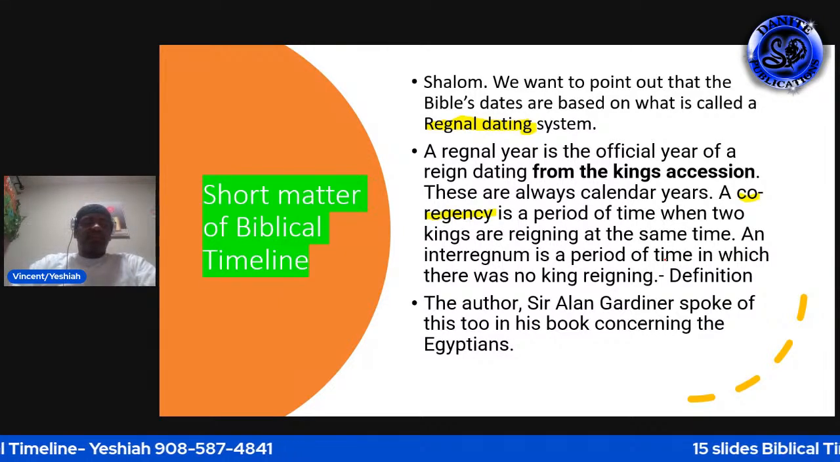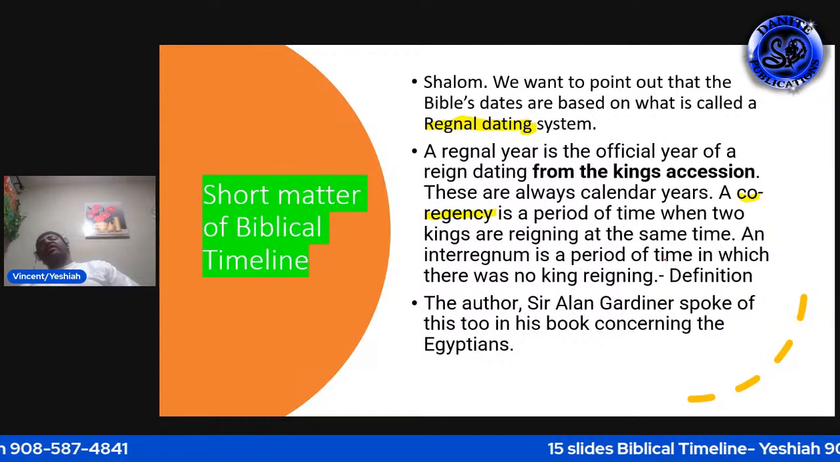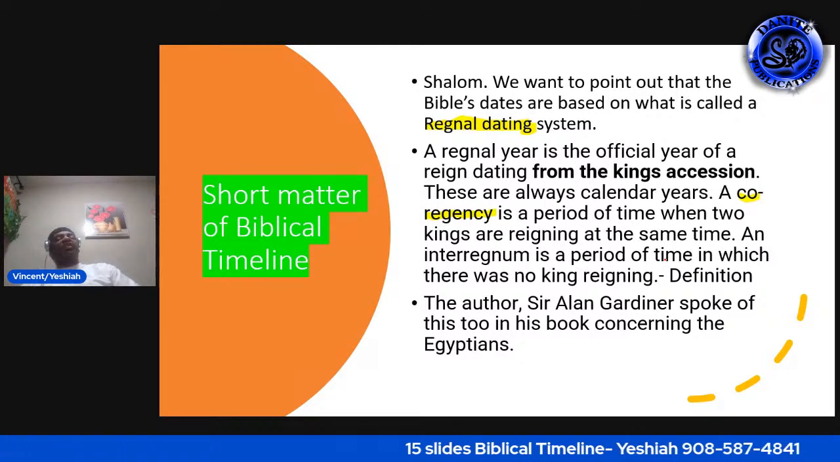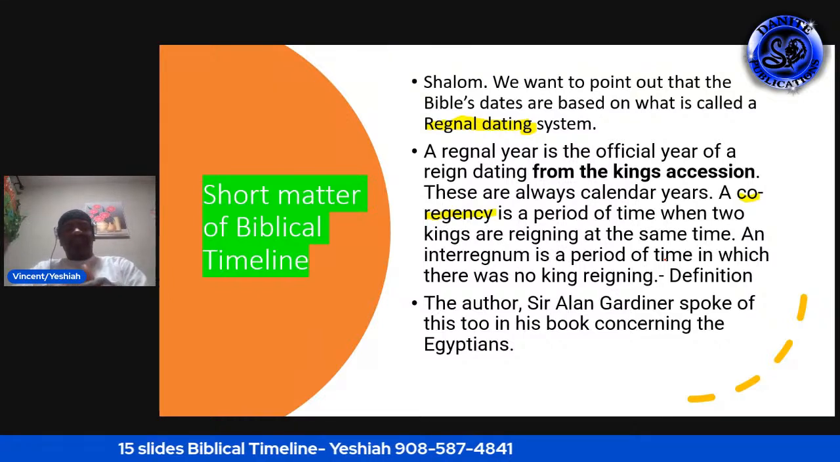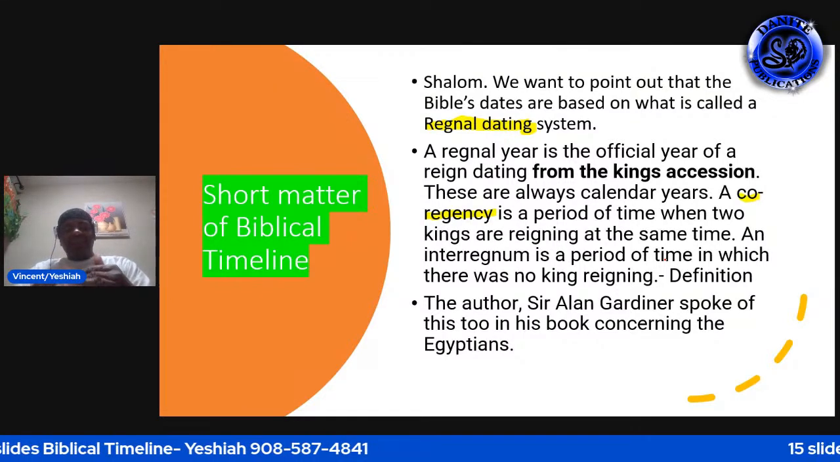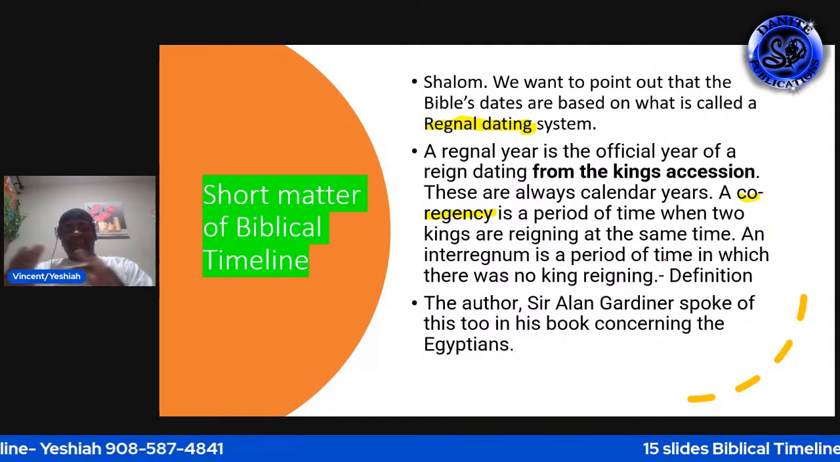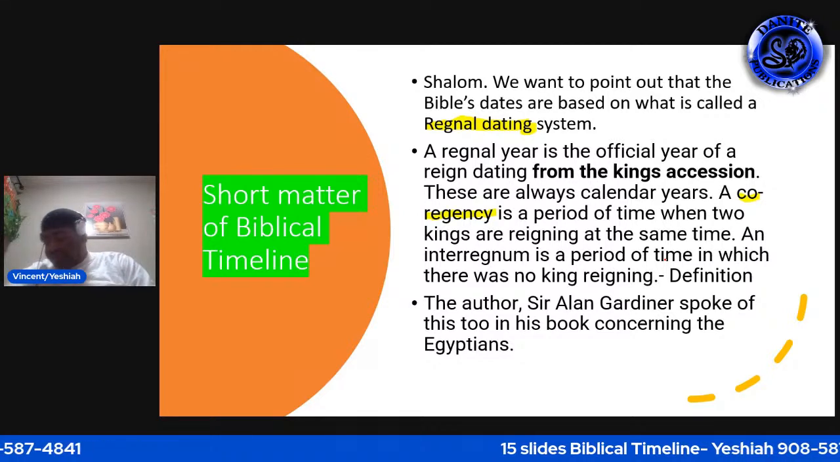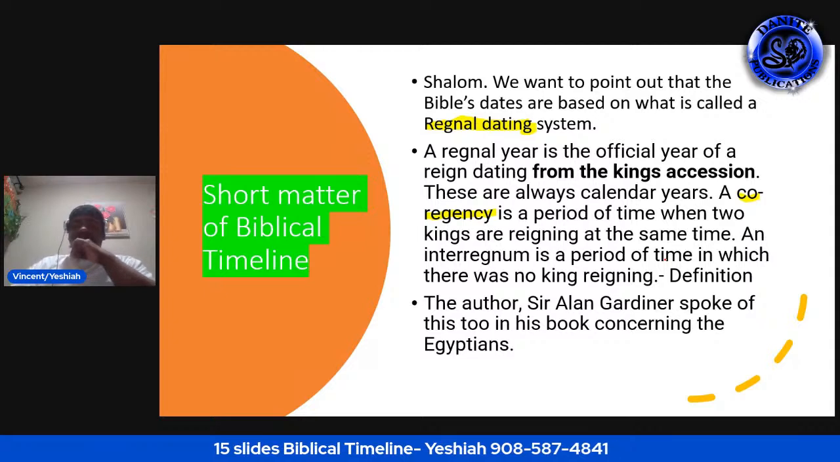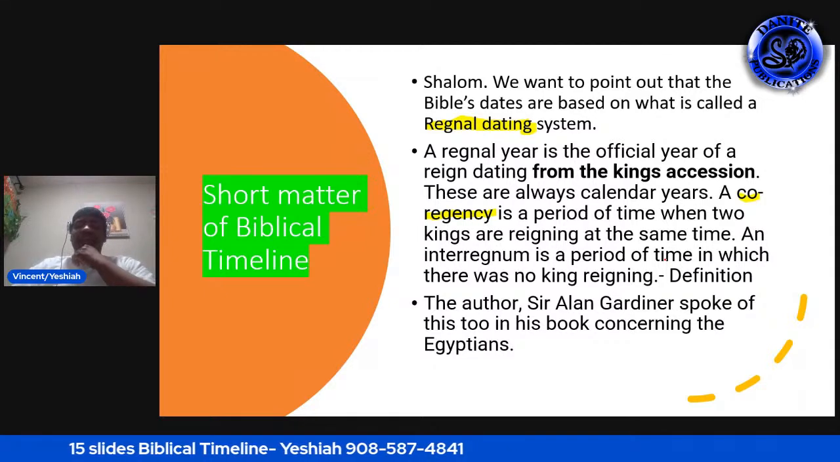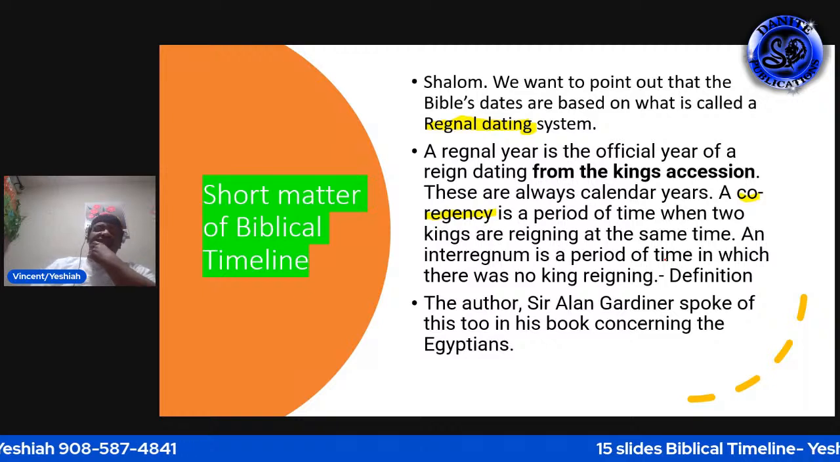You understand? So, brothers and sisters, when we begin to see certain things like that, the kingdom of Israel fell. But brothers and sisters, the Israelites in many cases were still living in their lands even after the kingdom fell. So this is something we want to point out for reference purposes. The author, Sir Alan Gardiner, spoke of this too in his book concerning the Egyptians. All right?